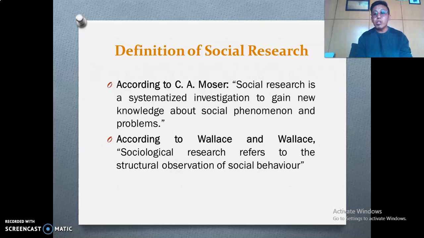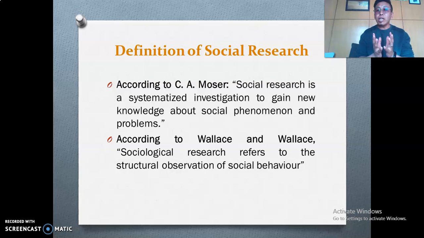So according to Walls and Walls, what they are saying is sociological research refers to structural observation of social behavior. So it means we all live in a social structure. So we live in a society. The society is what? Society is a social structure. It has certain institutions, certain rules and regulations, and all that we call a social structure.